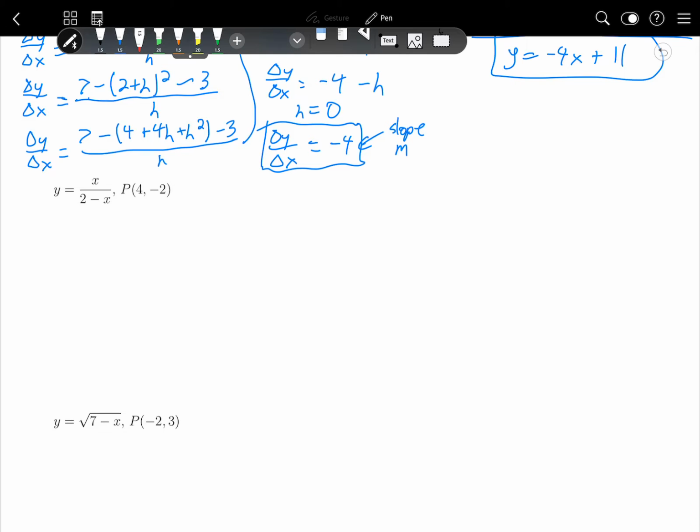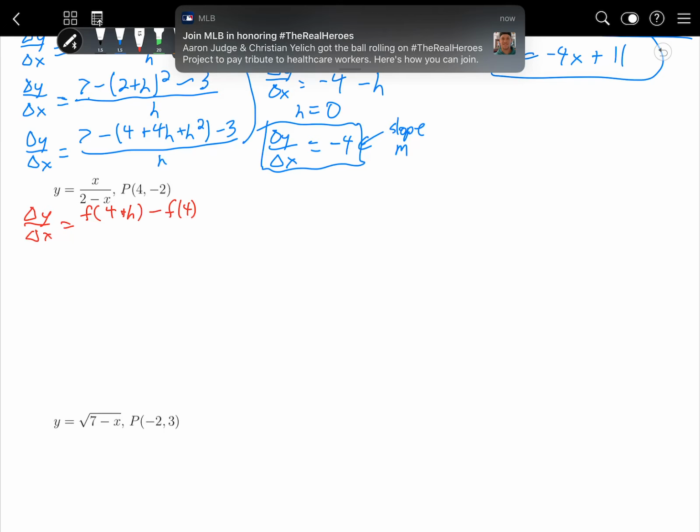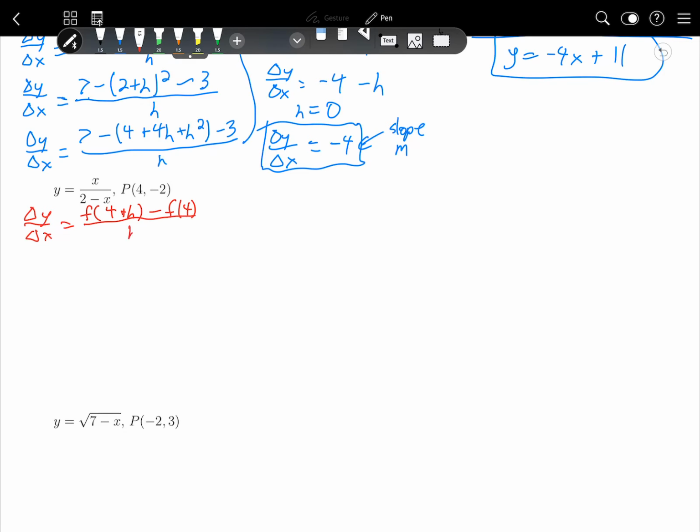So for this one, start out exactly the same way. So delta y over delta x is going to equal f of 4 plus h minus f of 4 over h. And now we can plug those into the function. So this would be 4 plus h over 2 minus 4 plus h, minus f of 4. Well, f of 4 is negative 2, over h.